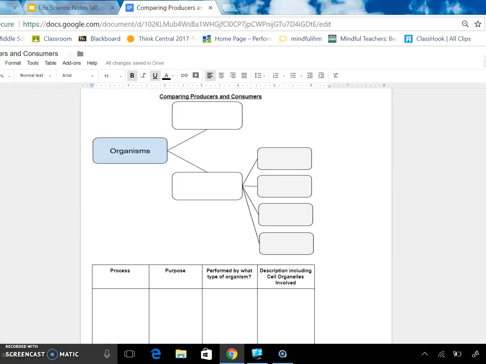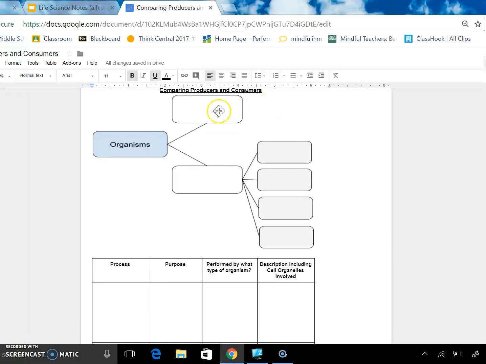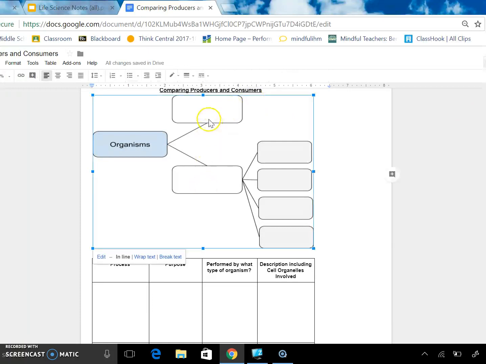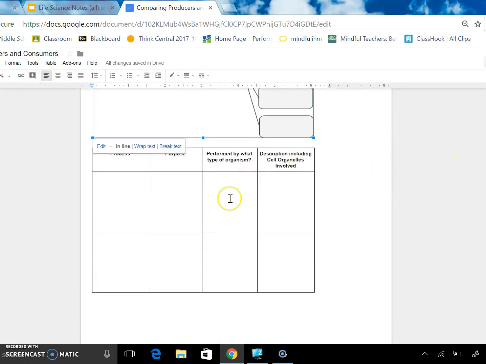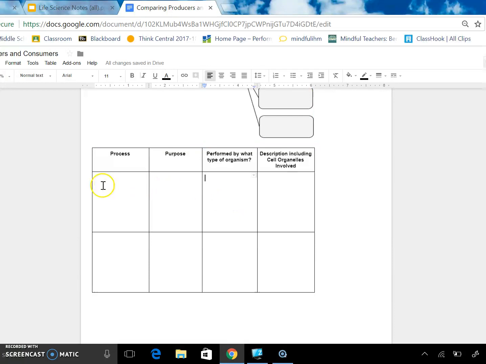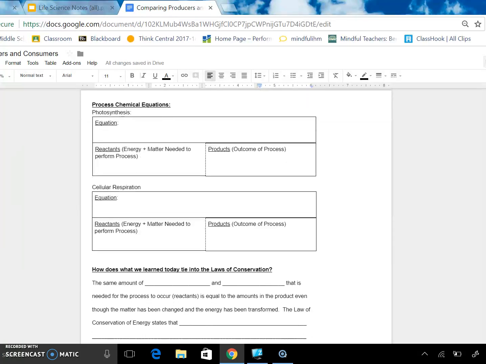So we have already filled in the first two blocks here to the right of organisms. And we have already filled in the top part of this chart. You should have photosynthesis, the purpose of this, what is the purpose of this process, and that's to create food, specifically glucose for the plant. And then only producers go through this process, and then we have a little bit about the cell organelle of chloroplast and its job in this process. And so what you want to do now is go to the next page.